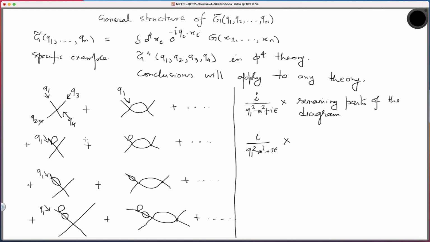Then you have this bubble, and for the bubble you should write down the contribution. So the contribution from the bubble, okay, and times, you remember you'll have momentum conservation at each vertex. So the momentum that flows in this propagator is also q1. So you'll have again i over q1 square minus m square plus i epsilon times the remaining parts of this diagram. And you see the remaining parts of this diagram are exactly the same as the remaining parts of this diagram. So let me write remaining parts of the diagram.